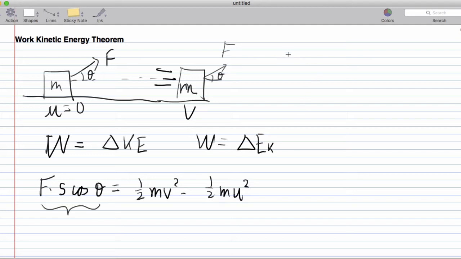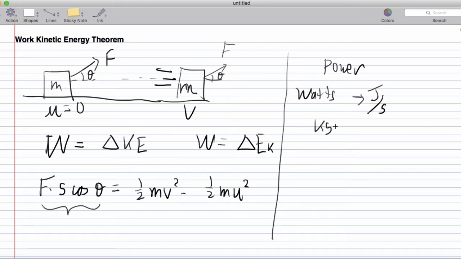And then the last big idea I want to talk about in this video is the notion of power. Power is measured in watts, which is joules per second. If you want that in the fundamental units, that's going to be kilograms meters squared times seconds to the -3. And it's basically the work done divided by the time.